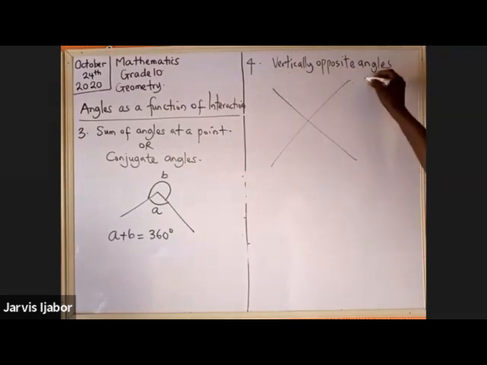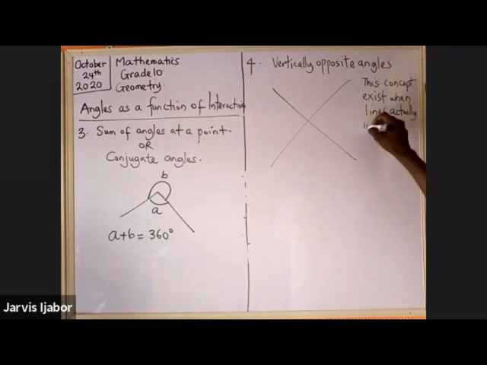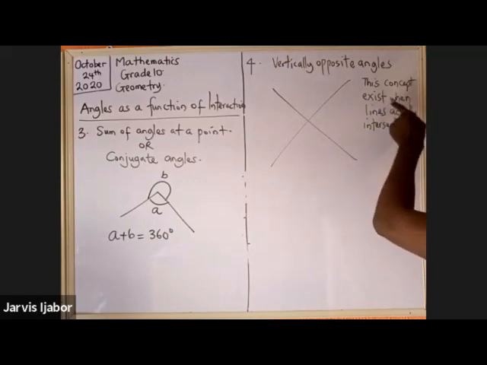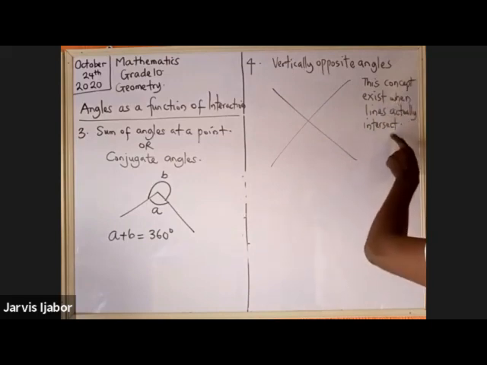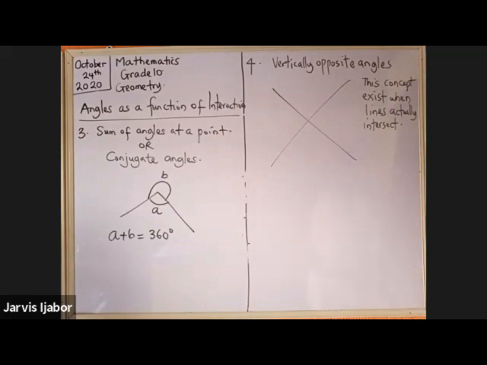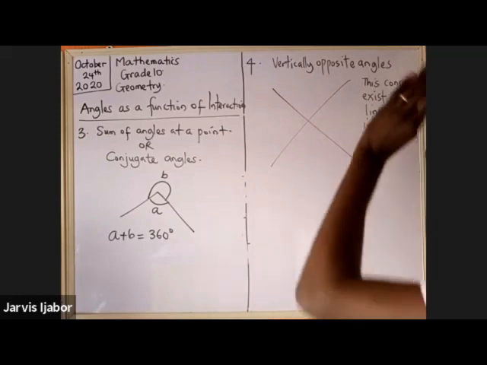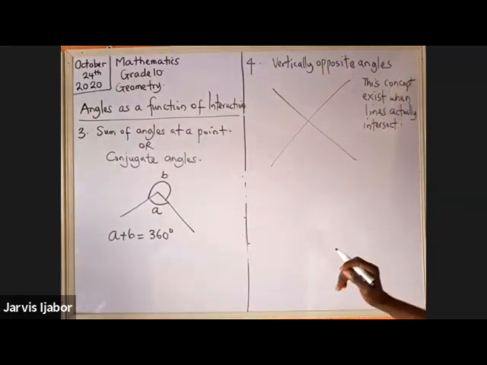Take notes. This concept exists when lines actually intersect. This concept exists when lines actually do what? Intersect. So when you have lines that are intersecting, the concept there is that of vertically opposite angles. So how does it play out? Now look at it.